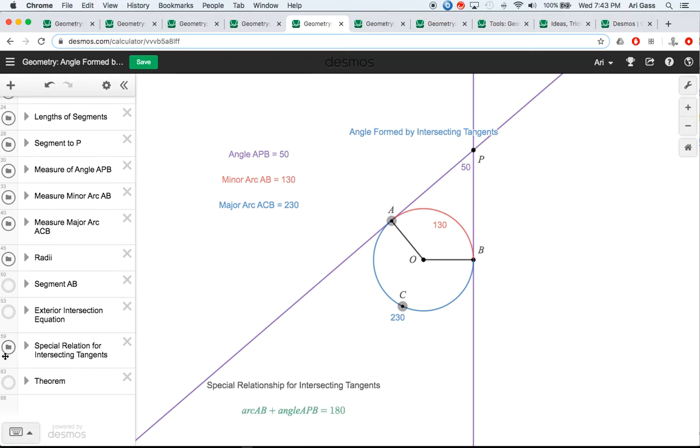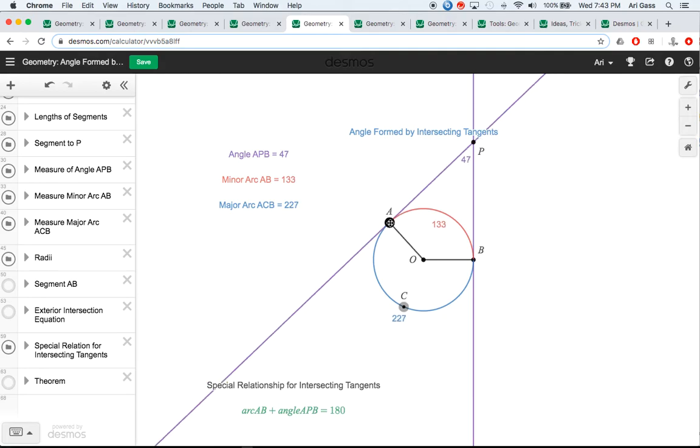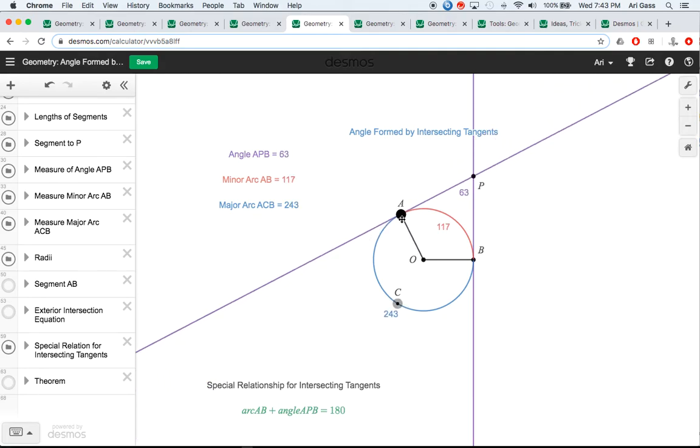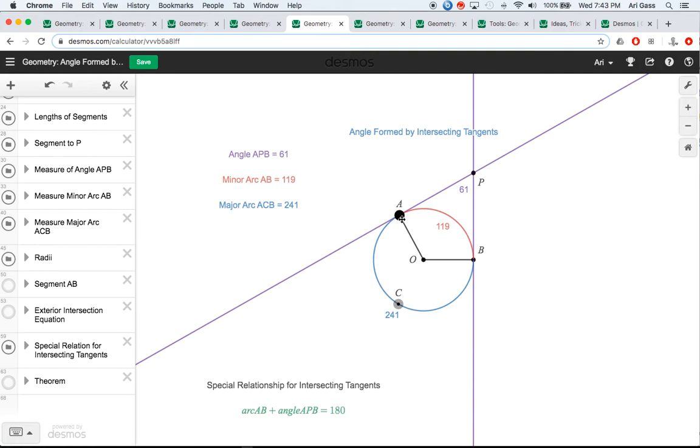And that's a special relationship that arc AB, which is the same as the central angle O, plus angle APB, that's always going to be 180. Let's go back to how this started out. Let's see, 120, does that still work? 120, 120 and 60? Yep, those add up to 180.